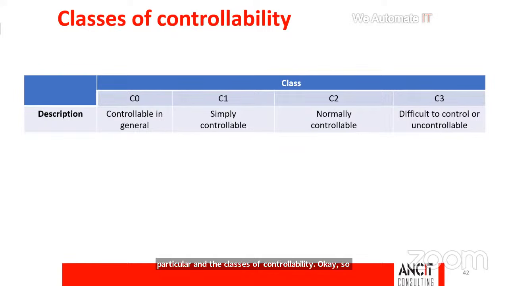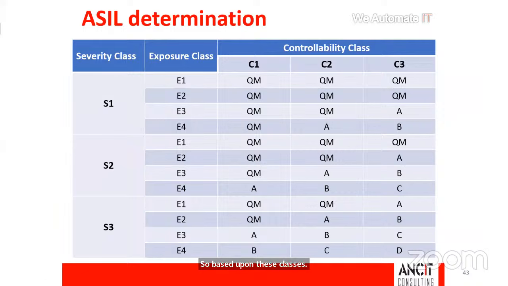As I mentioned at the beginning of the classes, if I am going to hit a car, can I control it? If I am driving on a highway at 100 kilometers per hour, I could not control it, based on the situation. If I am driving in a parking lot at a speed of 5 kilometers per hour, I can control it. So they have given categories like controllable in general. If I am driving in a parking lot, I can control it. If I am driving on a highway, that is difficult to control or uncontrollable. Based upon these classes, the ASIL, the risk classification, will be determined: severity classes, exposure classes, and controllability classes.